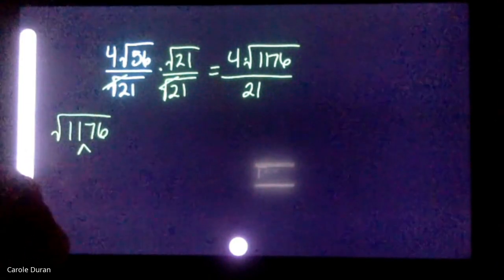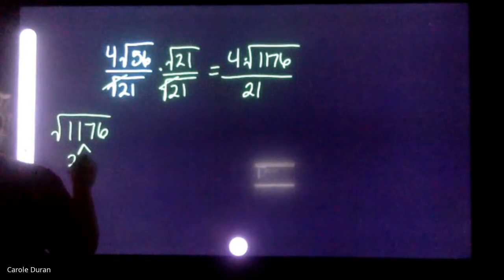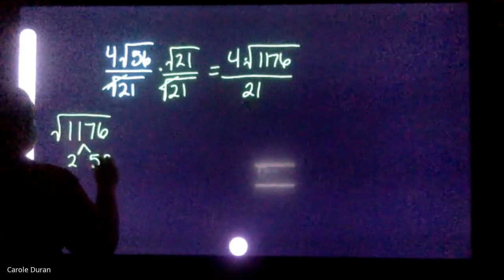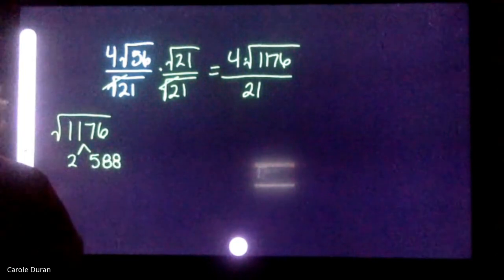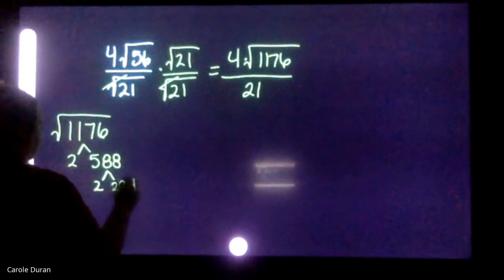So the first thing I notice is that this is even, so I divide 2 out. When I divide 2 out, I'm left with 588. Clearly, I can break that one down farther. When I do, I get 2 and 294.